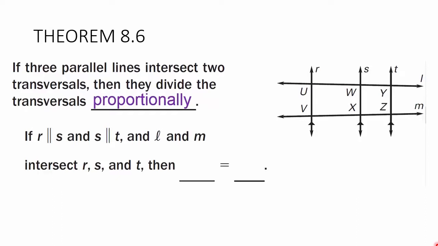So, if R is parallel to S and S is parallel to T and L and M intersect R, S, and T, then we can say that UW, which is this line segment over here, over WY, which is this line segment over here, is equal to VX, which is this line segment over here, over XZ, which is this line segment over here.